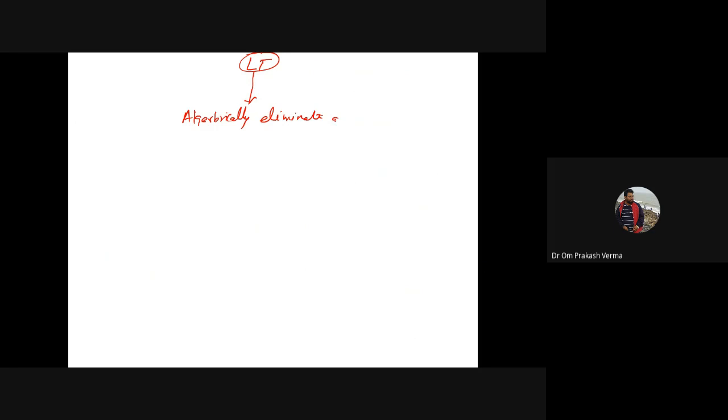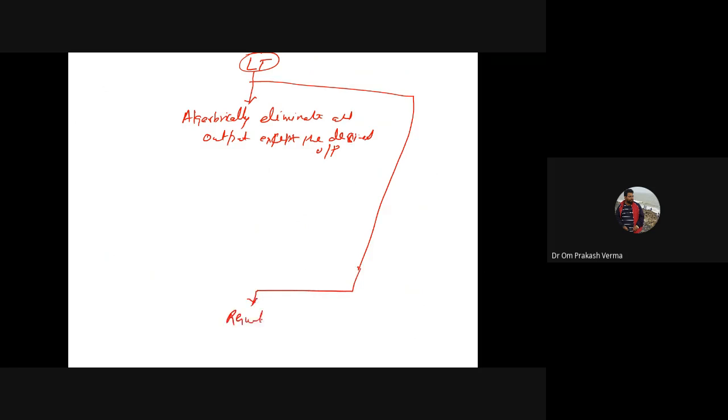eliminate all output except the desired output. Suppose that we have many outputs, so our target is to eliminate all the output except the desired output, जो आपको output चाहिए. Okay, right? और कभी कभी सिंपली आपका यहां से भी आपका आउटपुट रिजल्ट आ जाएगा. Whatever you get, यही आपका आंसर है.